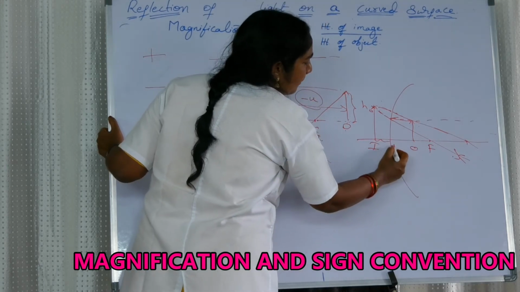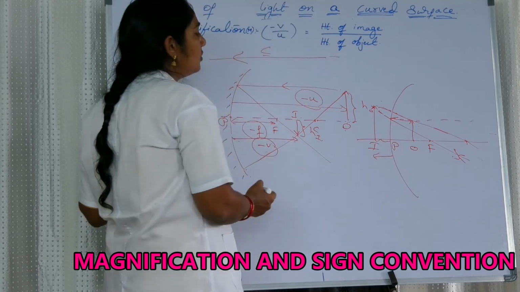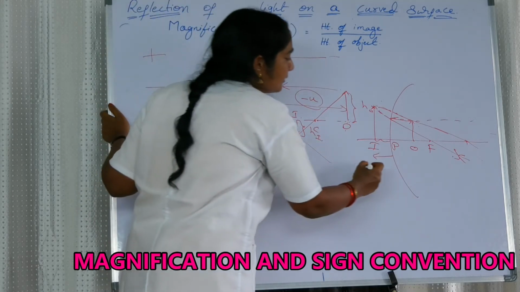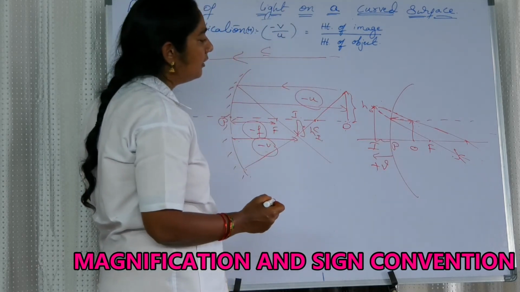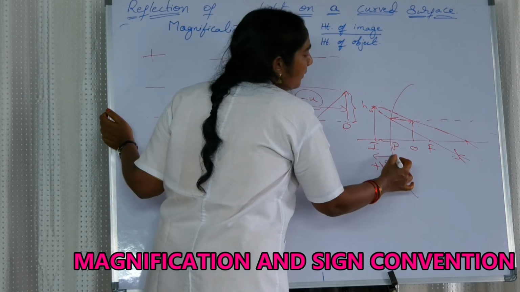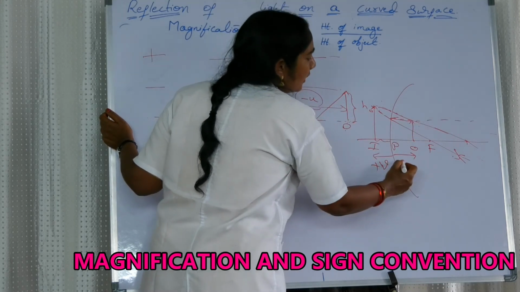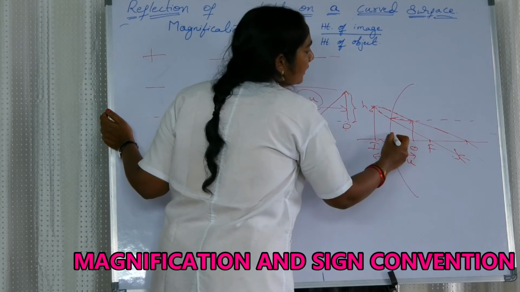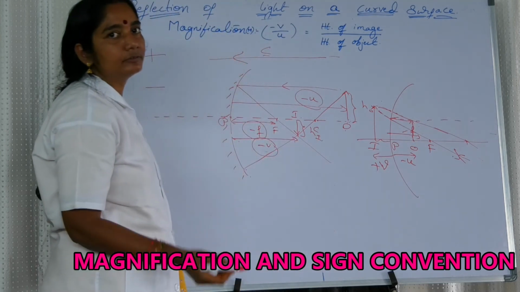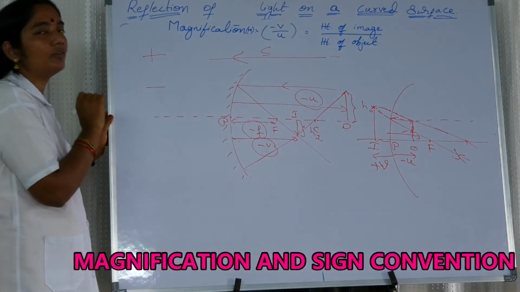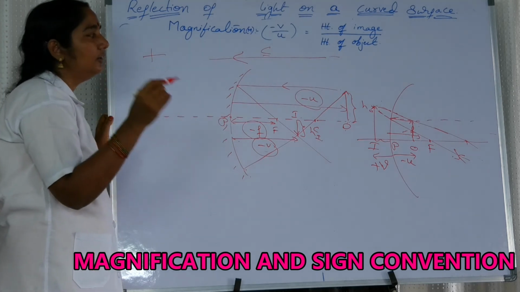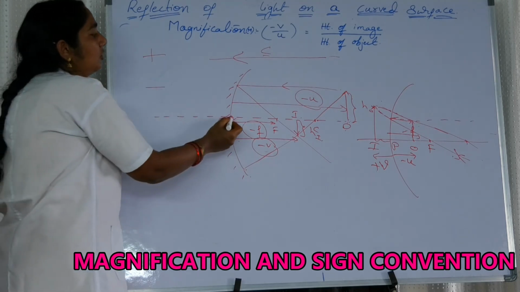This distance, from P to I, you are measuring in this direction. So here your pen is moving along the direction of the light. So this is plus V. Now you might have understood where to take the positive sign. If you take the object distance, again your pen is moving against the direction of light, so again it is minus U. If you take the focal length, it is again minus F because your pen is going against the direction of the light. So when your pen is going along the direction of light, you have to take it as positive. When your pen is going against the direction of light, you have to take it as negative. Always you measure from the pole.